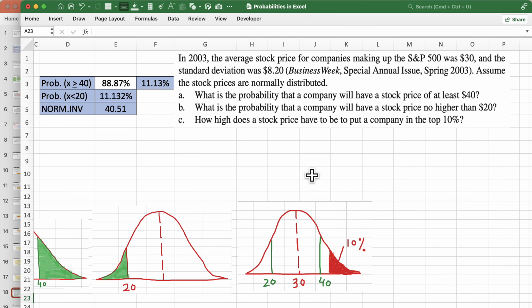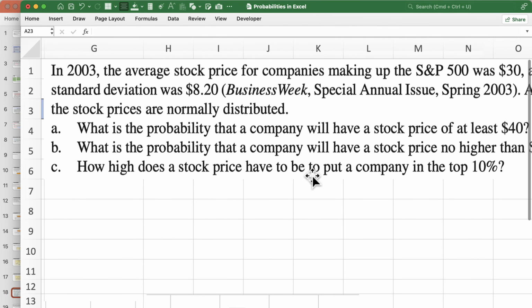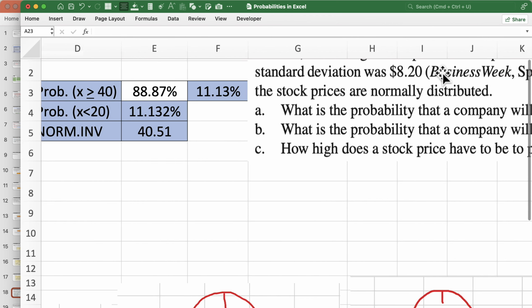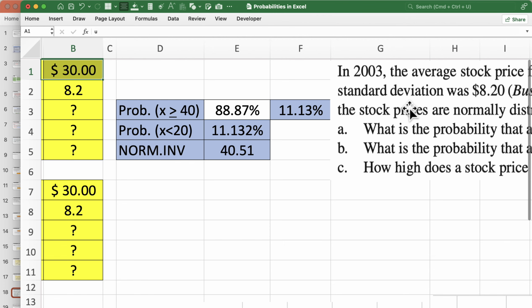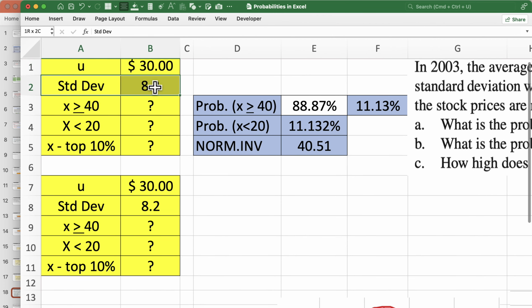So here we have a problem, and the problem says in 2003 the average stock price for companies making up the S&P 500 was $30. So that's one piece of information, that their mean price was 30. So I will write it here. And then it says standard deviation was 8.2, so I will also write here standard deviation is 8.2.